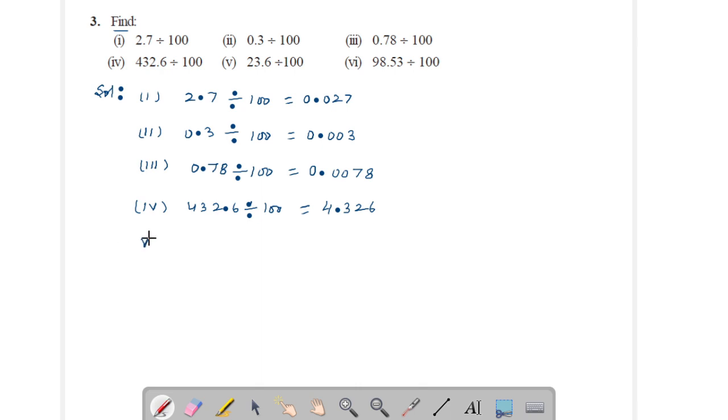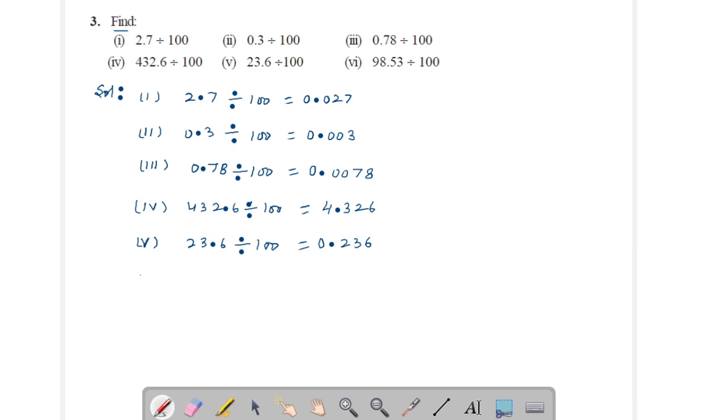Then come to the fifth part. It is 23.6 divided by 100. In 100 there are two zeros. Therefore the decimal will shift towards the left hand side 2 digits. Your answer will be 0.236.